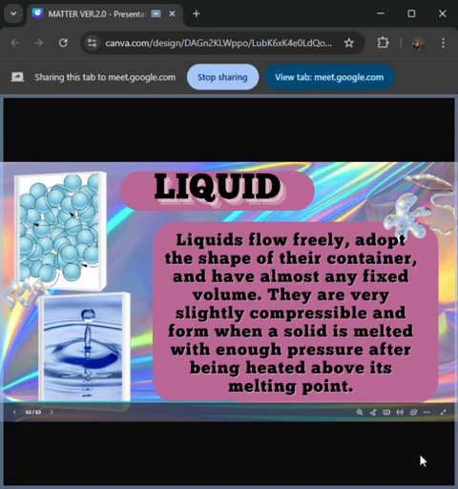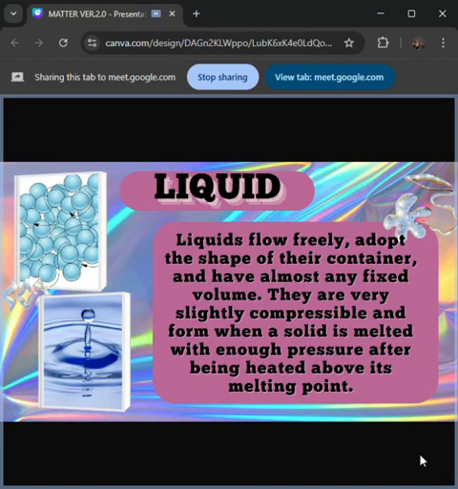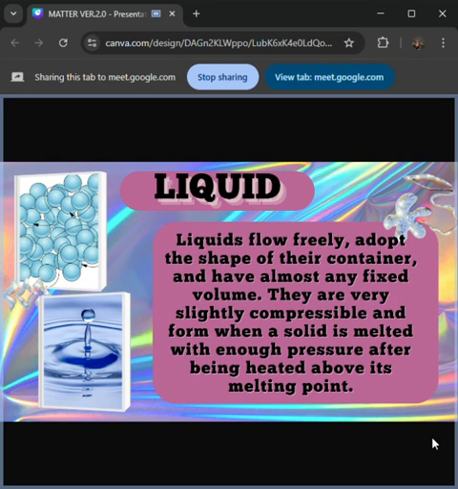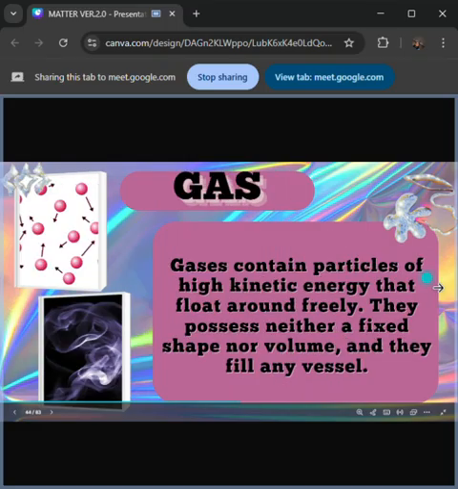Okay, so now that we know what solids are, as you can see from this picture at my left side, there are moving particles, but the particles are not so close to each other, so they still have room to move freely. And liquids, with that being said, flow freely and adapt to the shape of their container and have an almost fixed volume. They are very slightly compressible and form when a solid is melted, with enough pressure, after being heated above its melting point. So I hope you get what liquid is now. Let's proceed with the next one.